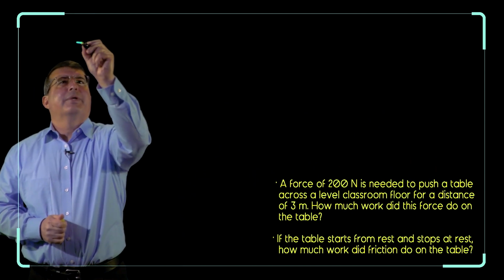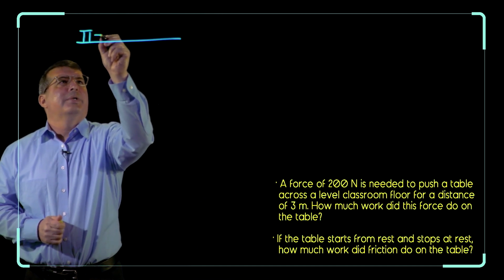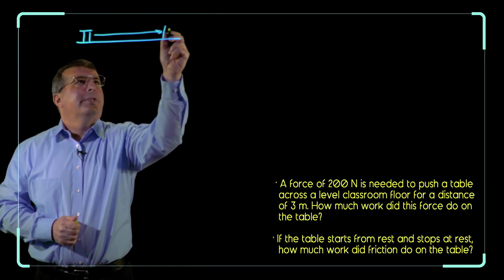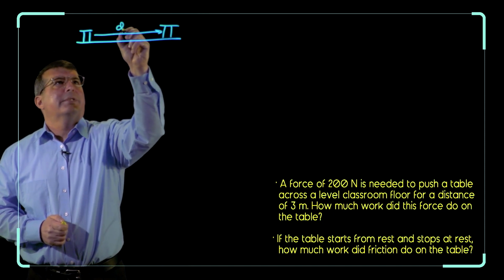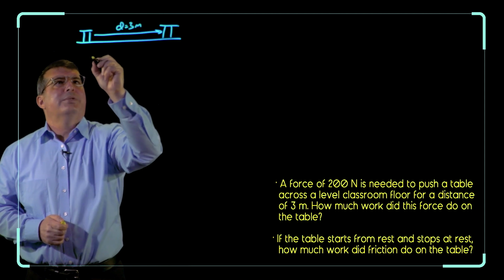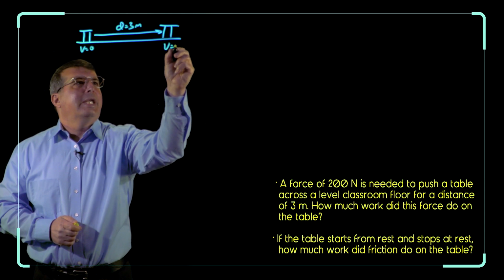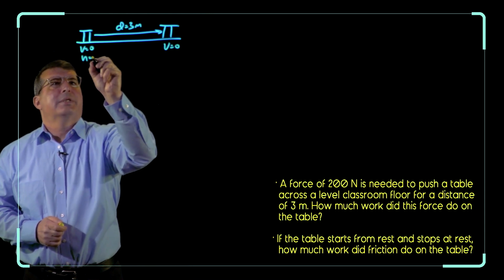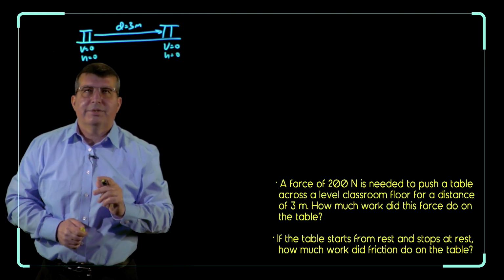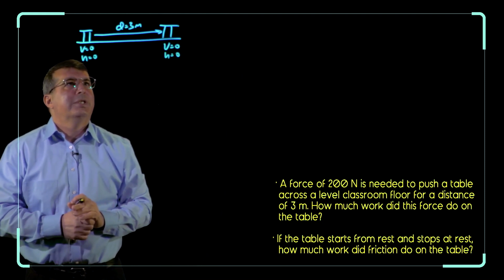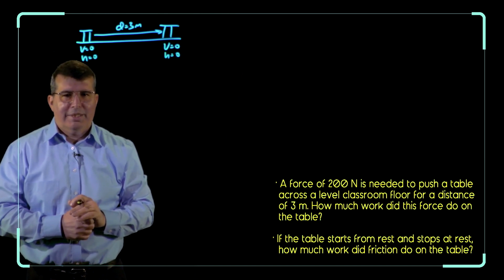Okay, there's the floor, here's the table, and there it is across the floor. Let's see, the distance is 3 meters. It starts from rest. It ends at rest. It's at 0 height to begin with, at 0 height to end. So the table is pushed a distance of 3 meters, starts from rest, stops at rest, no change in height.